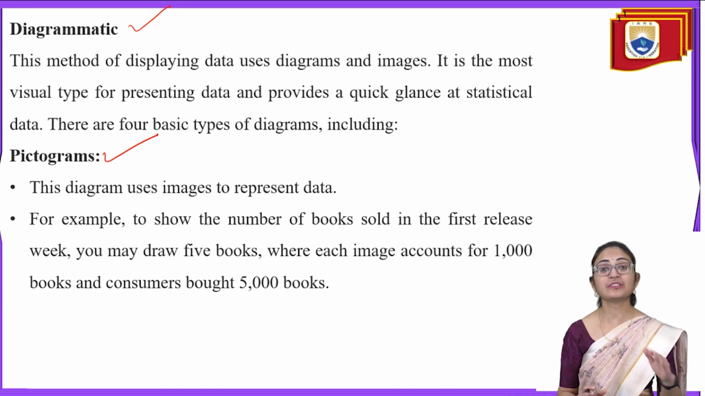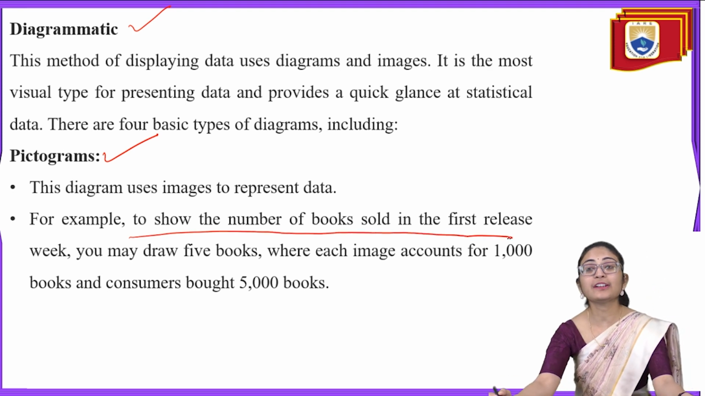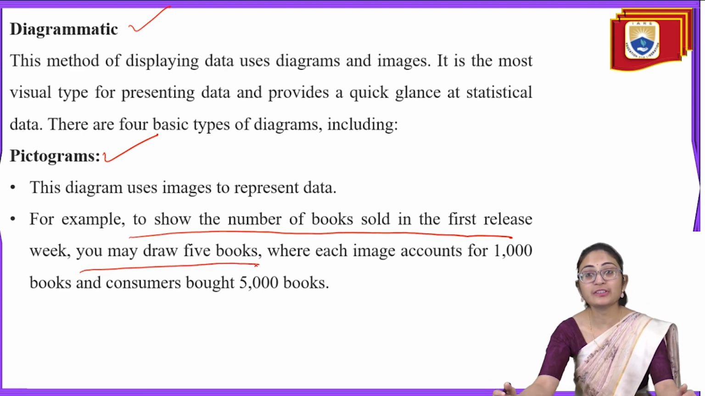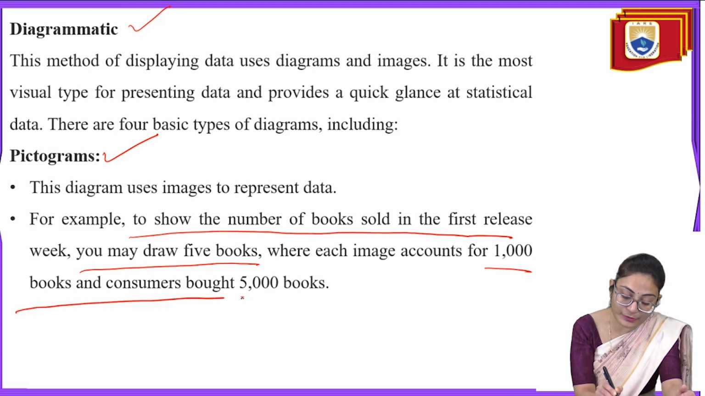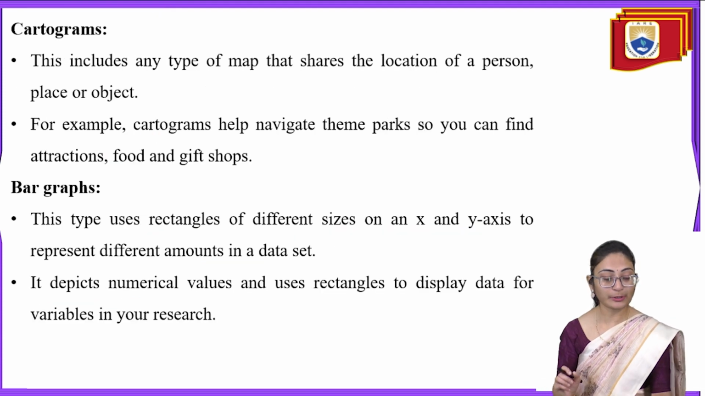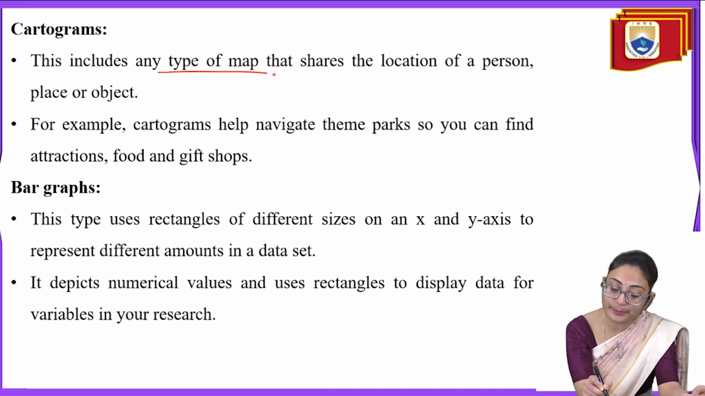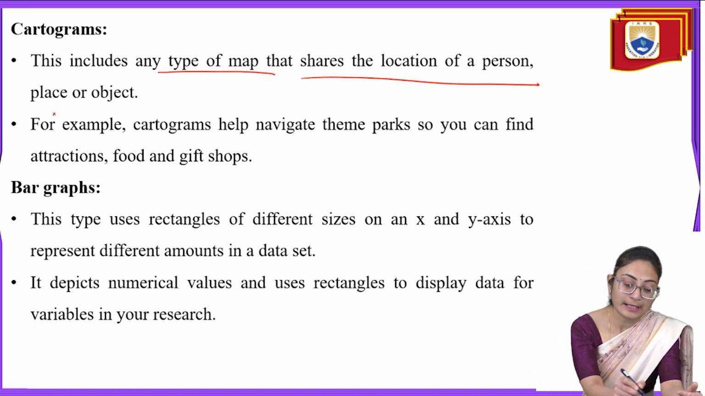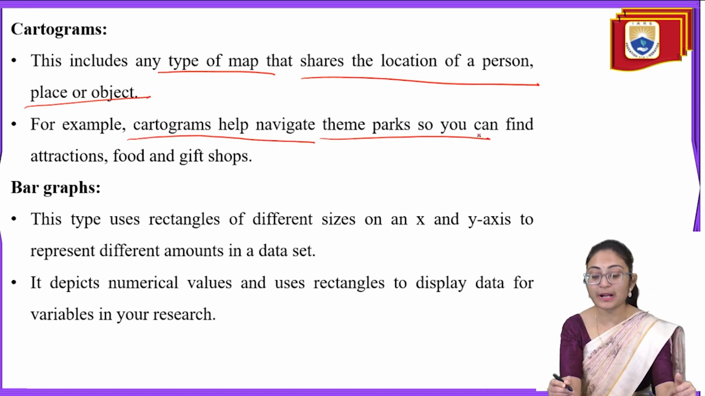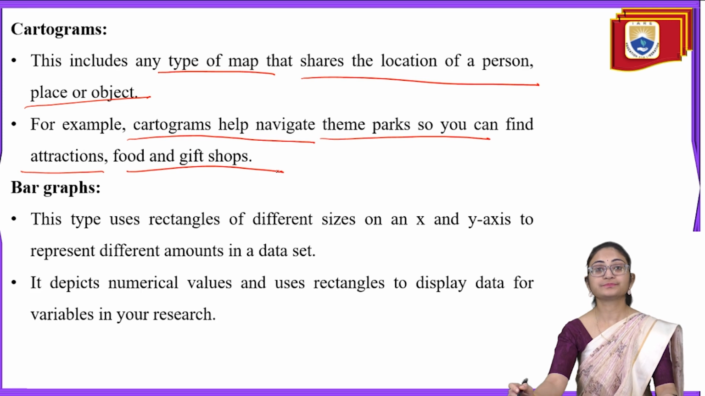This diagram uses images to represent the data. For example, to show the number of books sold in the first release week, you may draw 5 books where each image accounts for 1000 books, meaning customers bought 5000 books. So this data you can show in pictograms. Then the second one is cartograms. This includes any type of map that shares the location of a person, place or object. For example, cartograms help navigate theme parks so you can find attractions, food and gift shops.